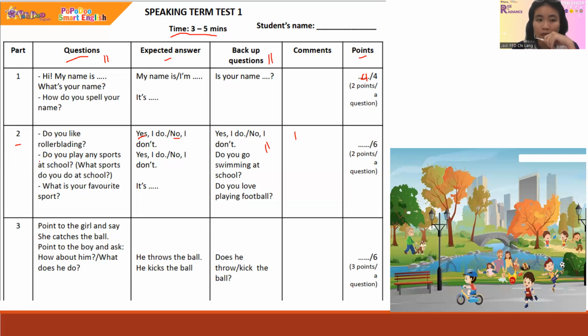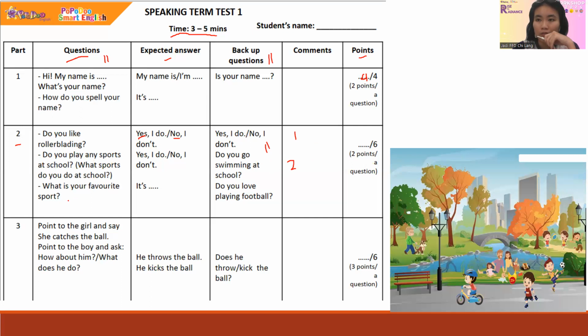Okay, for the next question here we have, do you play any sports at school? For example, in this question the students do really well. They answer the question excellently. They will say, yes, I do. And then you will give here the 2 points for this question.